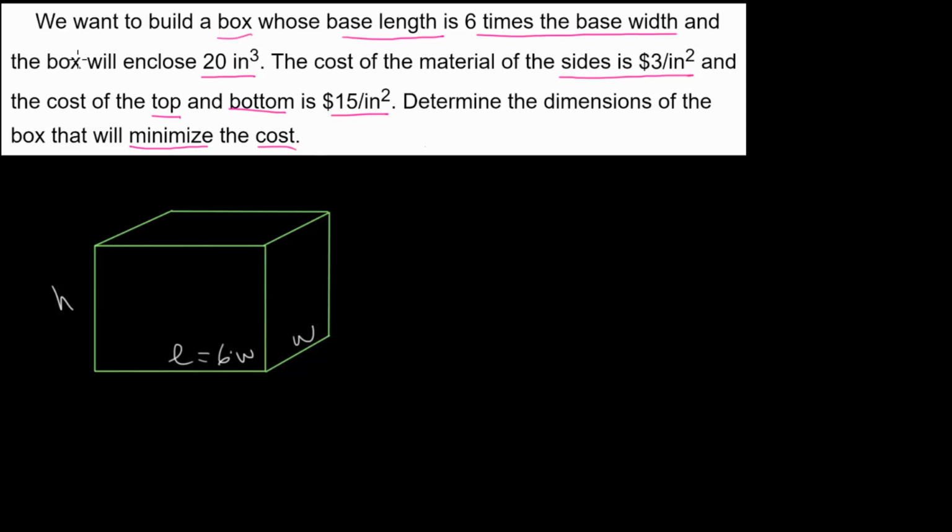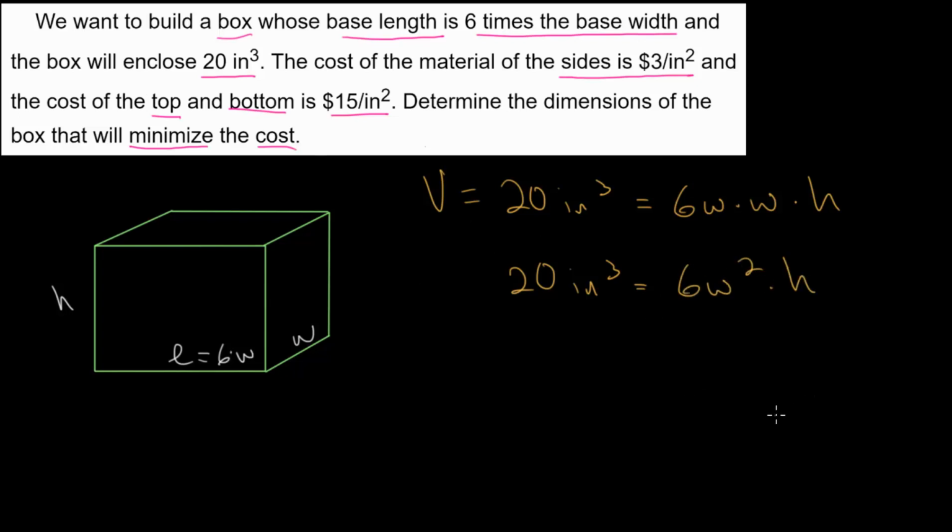And we're told that the box will enclose 20 cubic inches, which, since we have cubic inches, tells us we're looking at the volume of the box. Volume is 20 cubic inches. But remember, the volume of a box is essentially the length times the width times the height. So we have the length, which is 6w, multiplied by the width, which is w, multiplied by the height h. So we have this equation here, our constraint on this minimization problem. And we have 6w squared times h is 20 cubic inches.